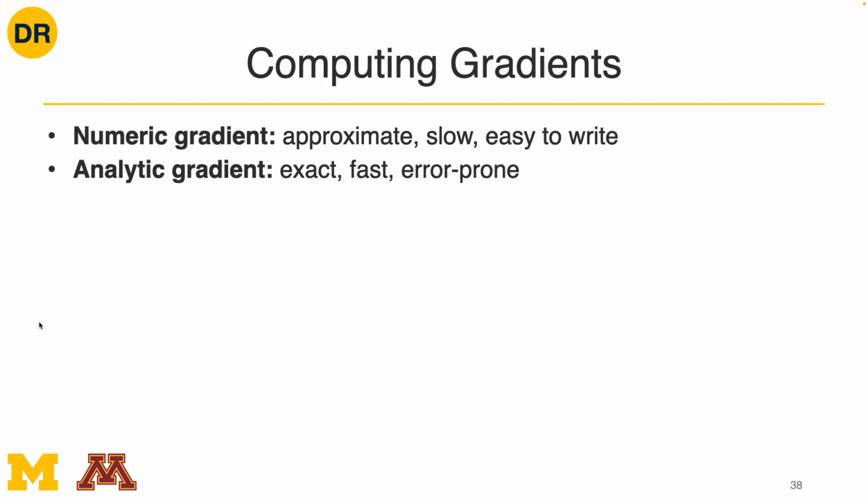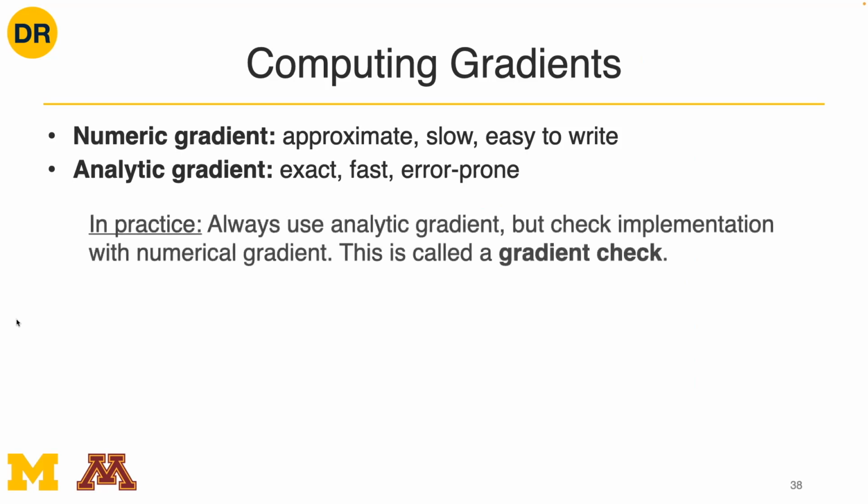The analytic gradient, on the other hand, is exact. It'll guarantee that we get the correct values for those gradient vectors. It's very fast, but it can sometimes be challenging to implement depending on the functions we're trying to implement it for, because you actually have to derive on paper what the gradients should be before you implement them in code. So in practice, you're always going to be using the analytic gradient.